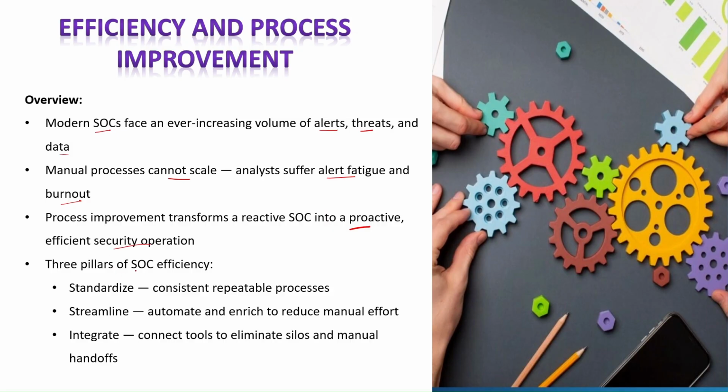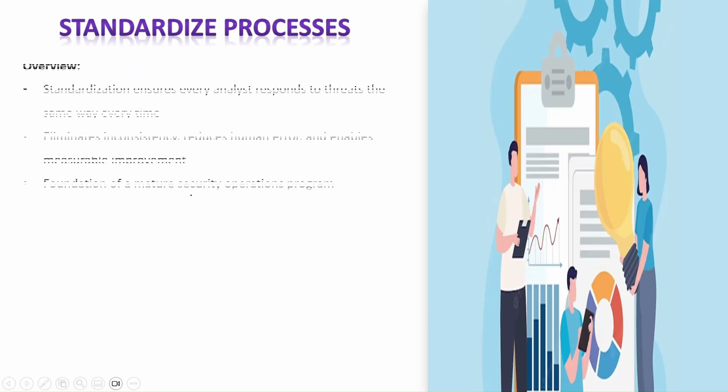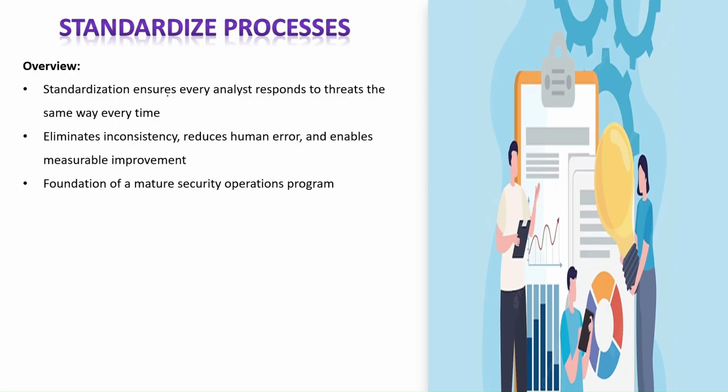So there are three pillars of SOC efficiency. The first one is standardize, which is consistent, repeatable processes. Streamline is to automate and enrich to reduce manual effort, and integrate connects tools to eliminate silos and manual handoffs. So what are standardized processes? Standardization ensures that every analyst responds to threats the same way every time. It eliminates inconsistency, reduces human error, and enables measurable improvement. And it is a foundation of a mature security operation program.